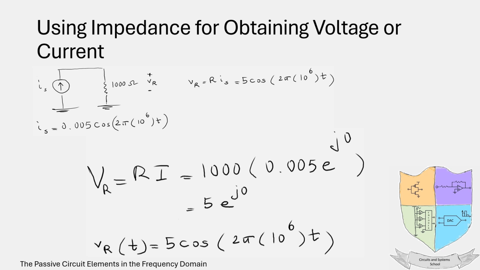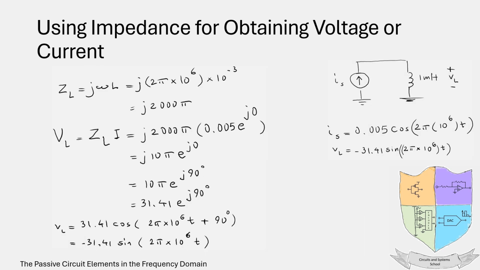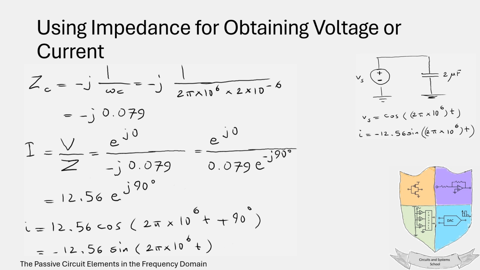The convenience of using the impedance can be seen when dealing with inductive or capacitive cases. As you can see, for the case of inductor, the same result can be achieved just by complex number algebra, whereas in the time domain you will need to take the derivative with respect to time and multiply by L. Similarly, for the case of capacitor, the same result can be achieved using complex number algebra.